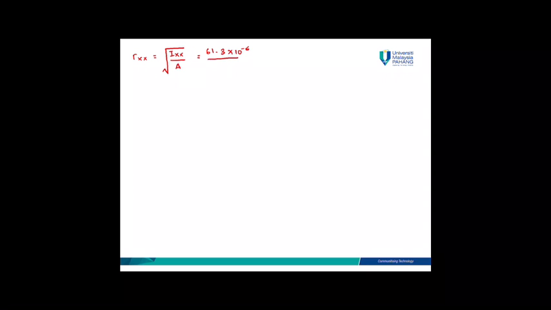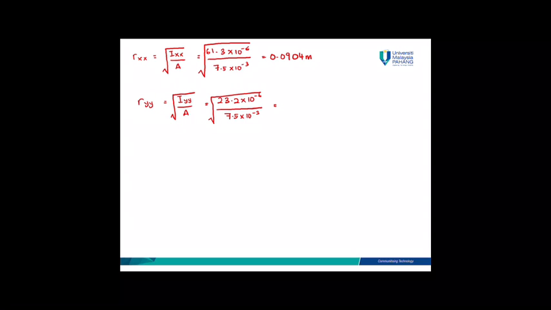divided by area, which is given, 7.5 times 10 power of negative 3, and you square root, which is equal to 0.0904 meter. And then for RYY, you take IYY divided by area, equal to 0.0556 meter.